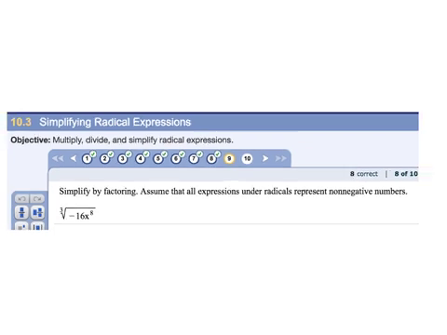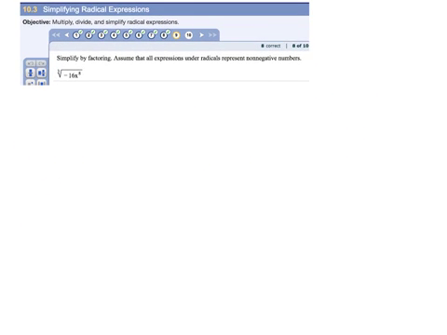All right, so here it's getting ugly, but it says assume all expressions under the radicals represent non-negative numbers. Don't freak out about that. Ignore it. They're going to give you nice, simple numbers. They're not going to give you any complex, what's called imaginary numbers. So don't worry about that. So you've got negative 16 x to the 8th power.